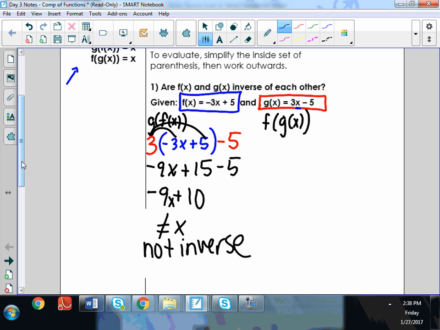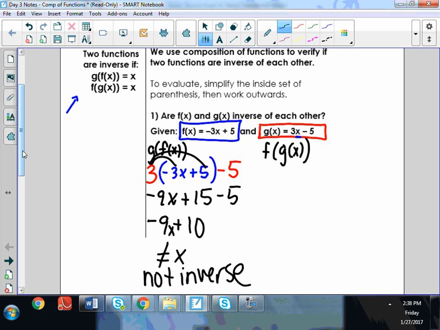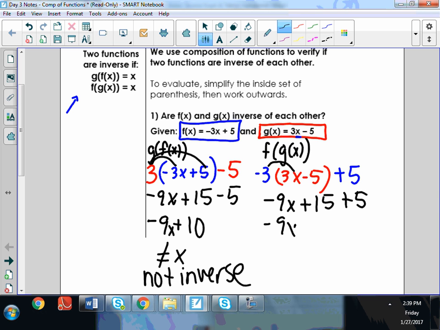Okay, I should still set up and try the other one. So this time on the inside is g of x. Around it, I'm going to build f of x, so it's multiplied by negative 3 in front of the x, and then add 5. When you distribute, you get negative 3 times 3x is negative 9x. Negative 3 times negative 5 gives you positive 15 plus 5. Negative 9x plus 20 does not equal x, so it is not inverse.